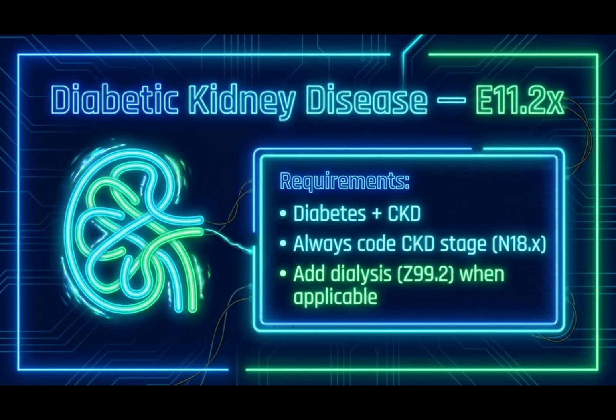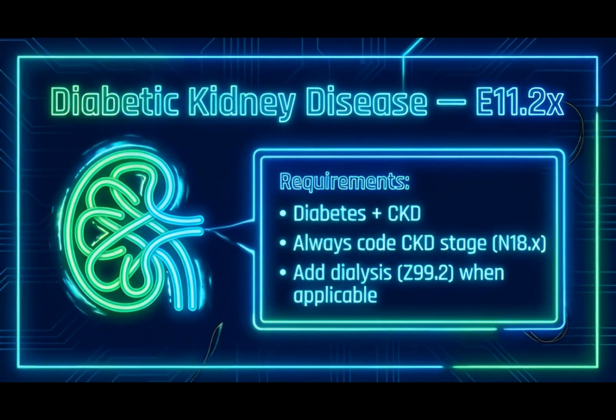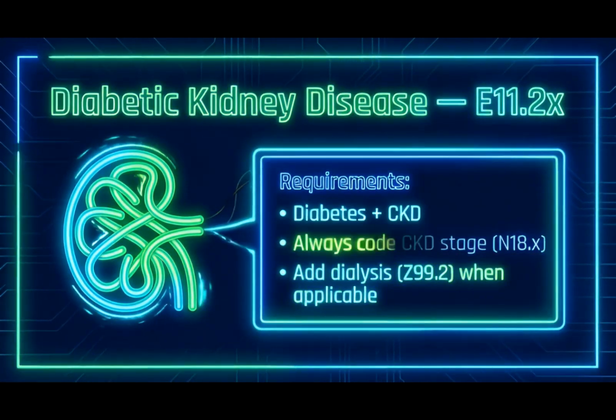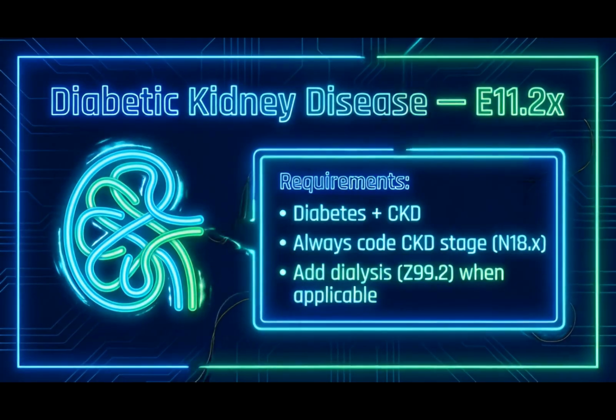Diabetic kidney disease, coded as E11.2X. To assign this code correctly, 3 key requirements must be met. First, the patient must have both diabetes and chronic kidney disease. Second, always add the CKD stage using the N18 series codes.